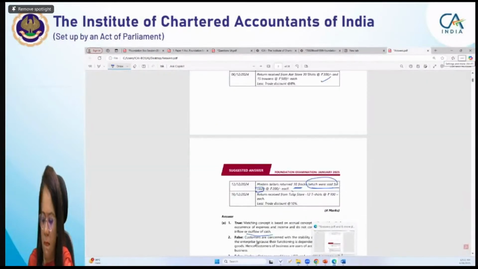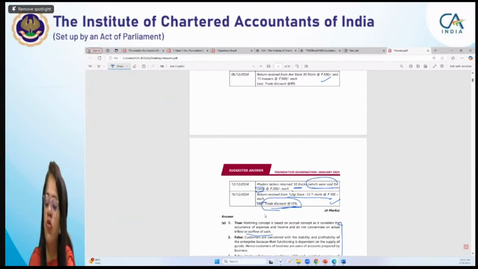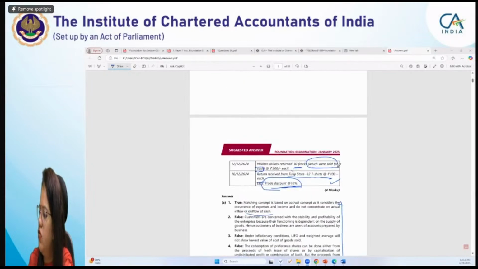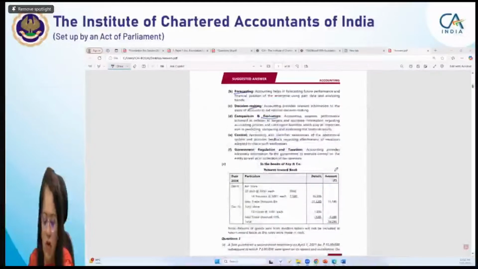Then return received from Tulip. 12 shirts each of 100 each and trade discount this. What do you think? This will also come in your subsidiary book. What will we do with the trade discount? Dhruv, can you again tell me what we will do with this trade discount? Dhruv, are you there? Okay, he's not here. We'll obviously incorporate the trade discount.